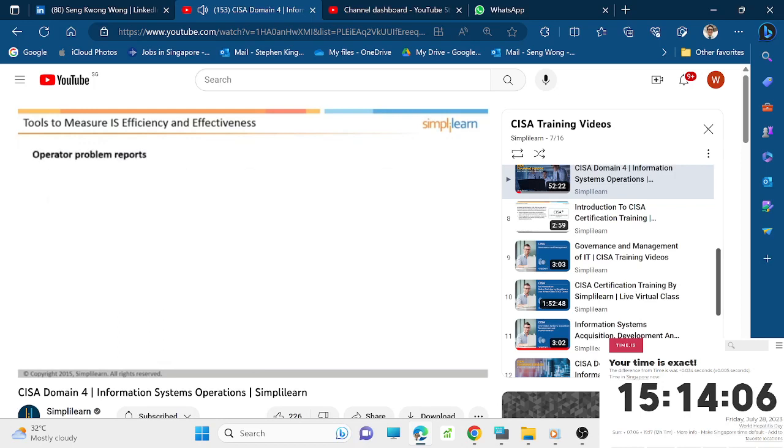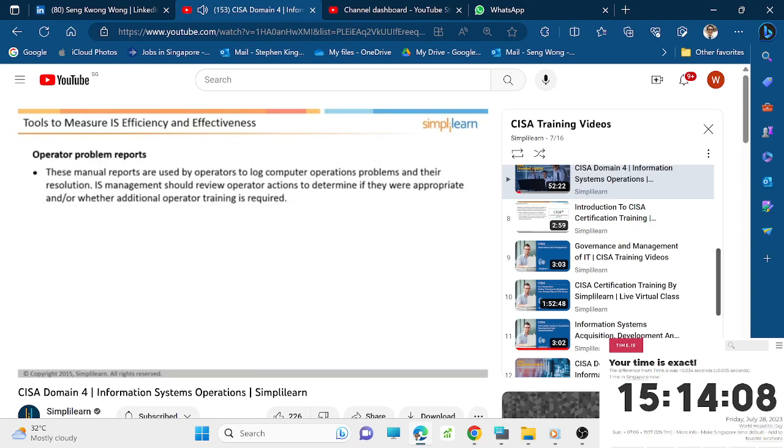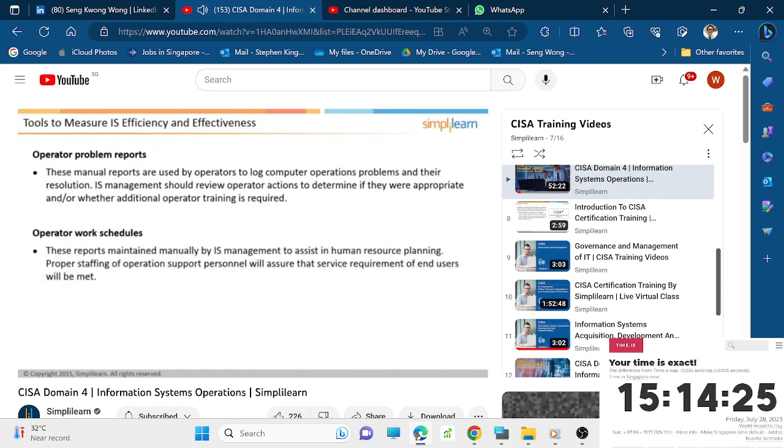Operator problem reports are manual reports used by operators to log computer operations problems and their resolution. IS management should review operator actions to determine if they were appropriate and/or whether additional operator training is required. Operator work schedules are reports maintained manually by IS management to assist in human resource planning.